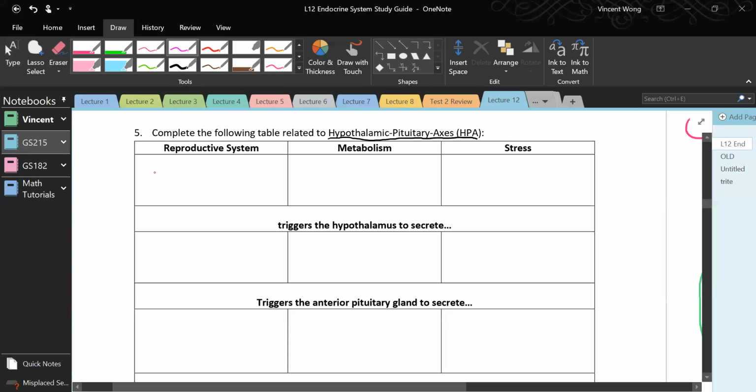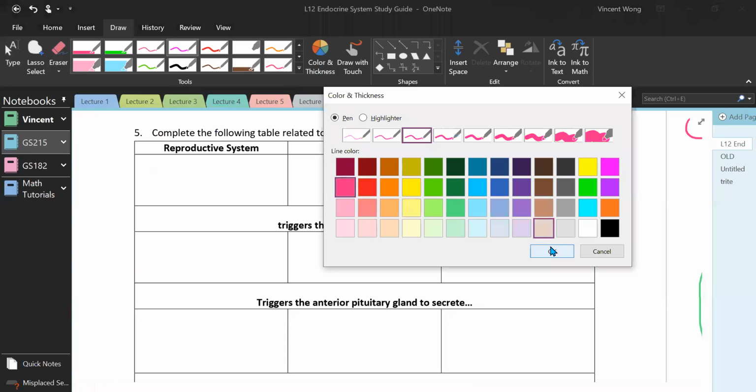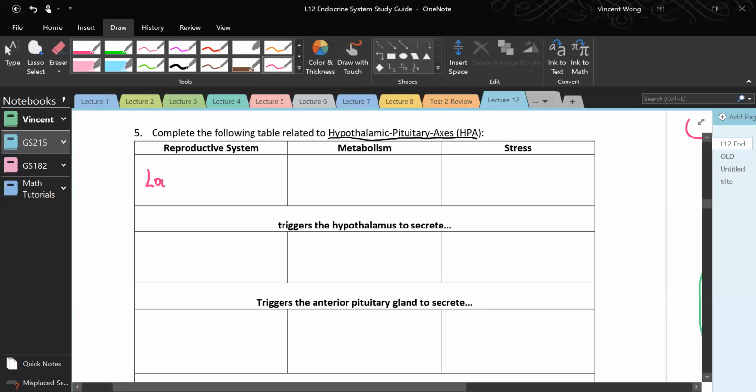So if you have, for example, low progesterone, because pregnancy did not take place, right? So the low progesterone will trigger the hypothalamus to secrete GnRH, okay? Because the negative inhibition is no longer there, right?